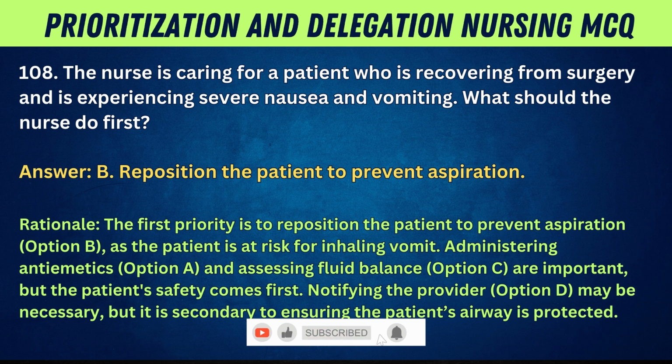Rationale. The first priority is to reposition the patient to prevent aspiration, option B, as the patient is at risk for inhaling vomit. Administering antiemetics, option A, and assessing fluid balance, option C, are important, but the patient's safety comes first. Notifying the provider, option D, may be necessary, but it is secondary to ensuring the patient's airway is protected.